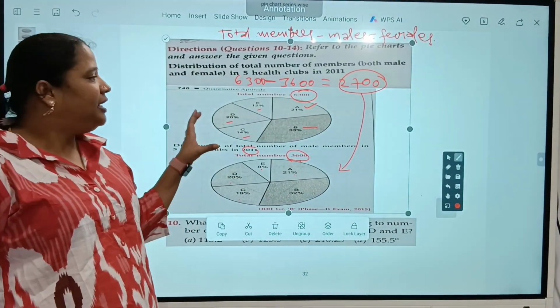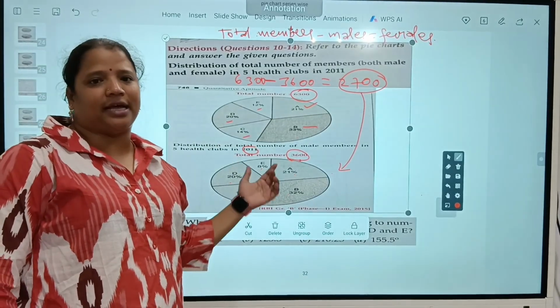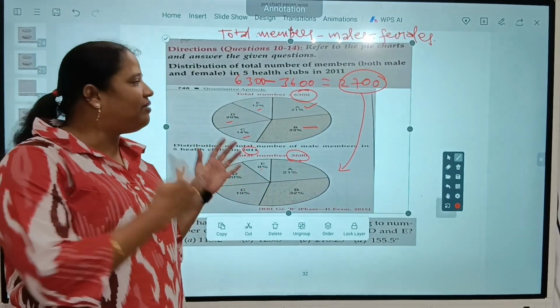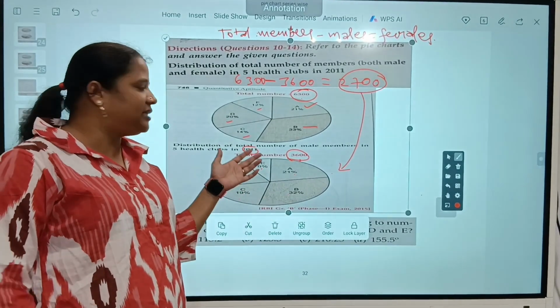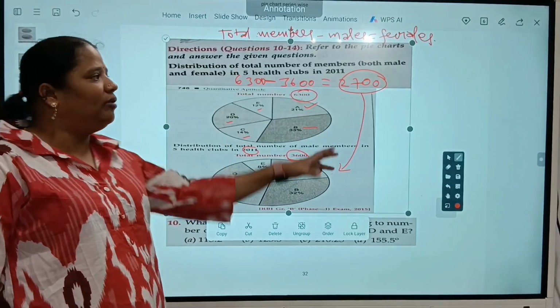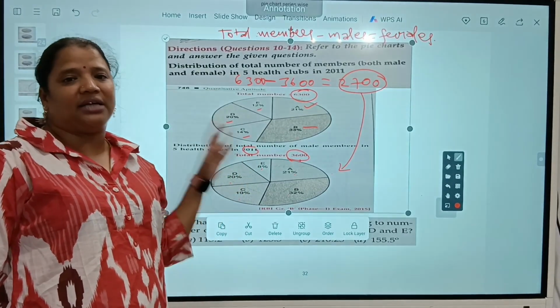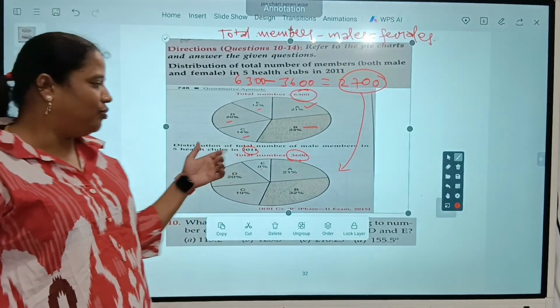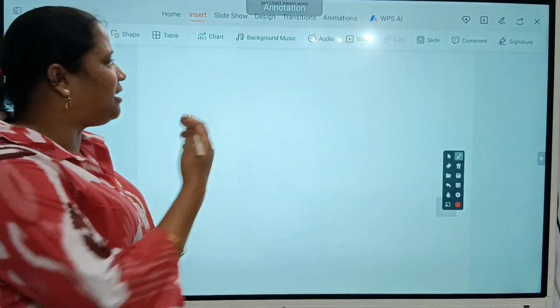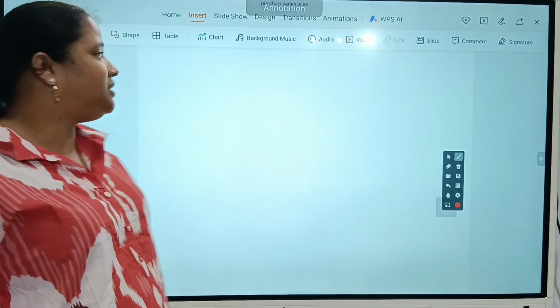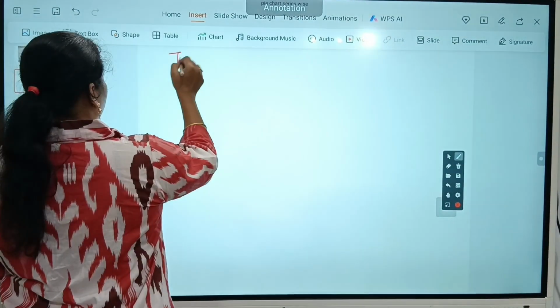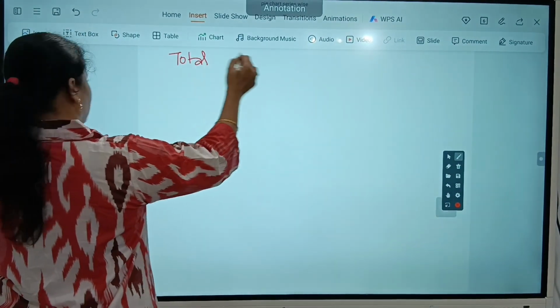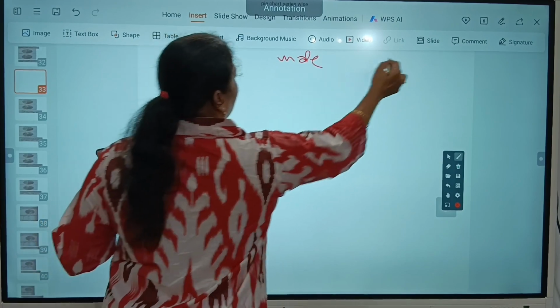So, instead of doing all calculations on the screen, directly I will draw one table. I don't calculate on the screen. I will draw a table. From that you see the values. Because it is taking long time to calculate on the screen each value. I am drawing the table. Directly you note down the table, instead of calculating each value. So, total number of members, male members and female members.